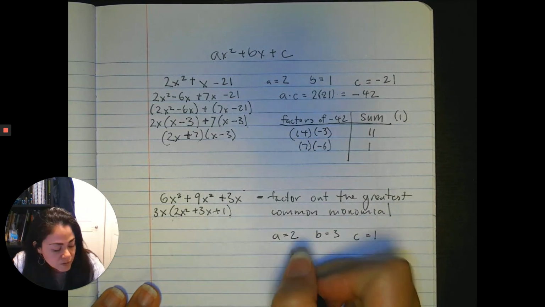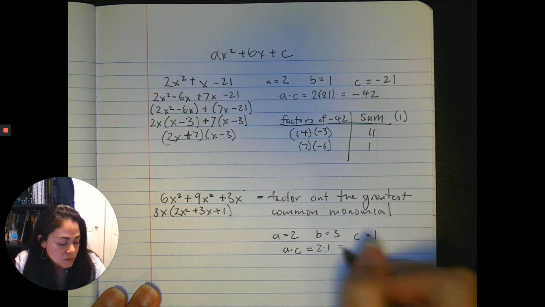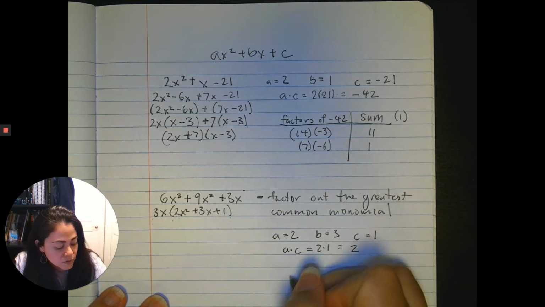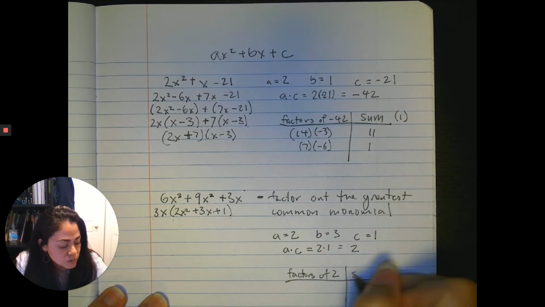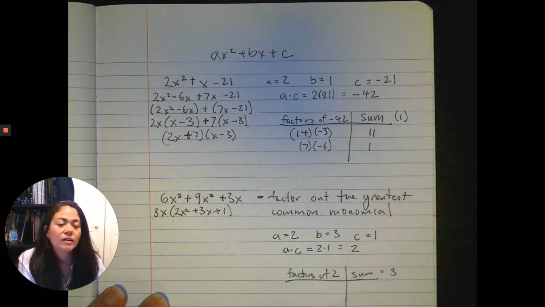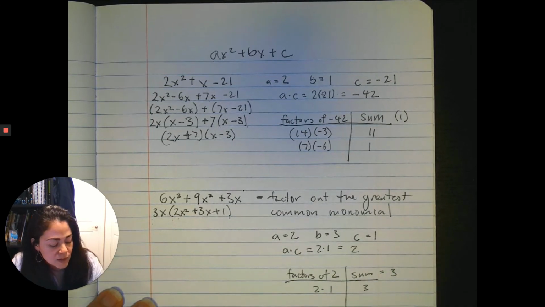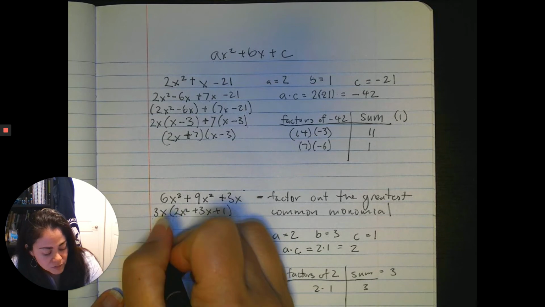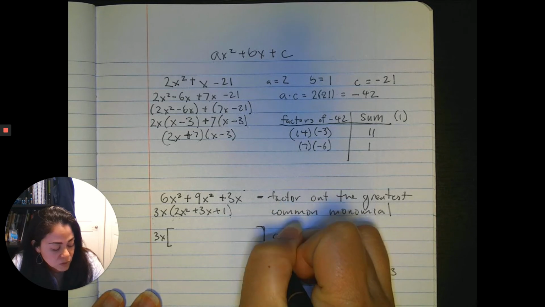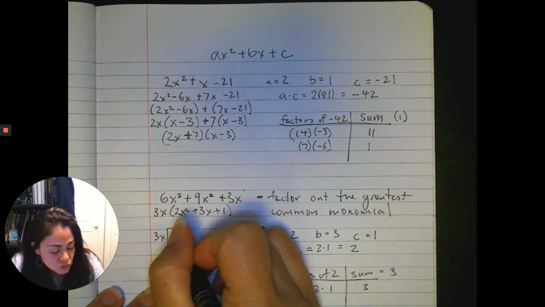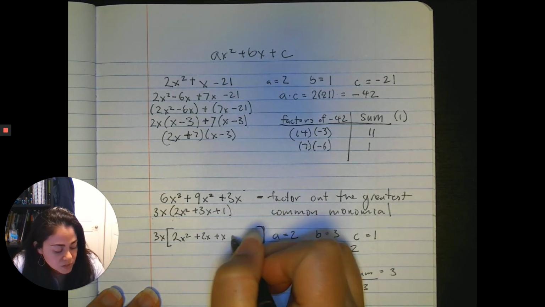And now, of course, I'm going to figure out what a times c is. That's 2 times 1, which is 2. And then I'm going to ask myself, what are the factors of 2 that add up to 3? Oh, 2 times 1. What do you know? 2 and 1 add up to 3. So I'm going to keep that 3x, and I'll put this in brackets just so that I can see that I'm doing some work inside there. And I'm going to rewrite this as 2x squared plus 2x plus x plus 1.